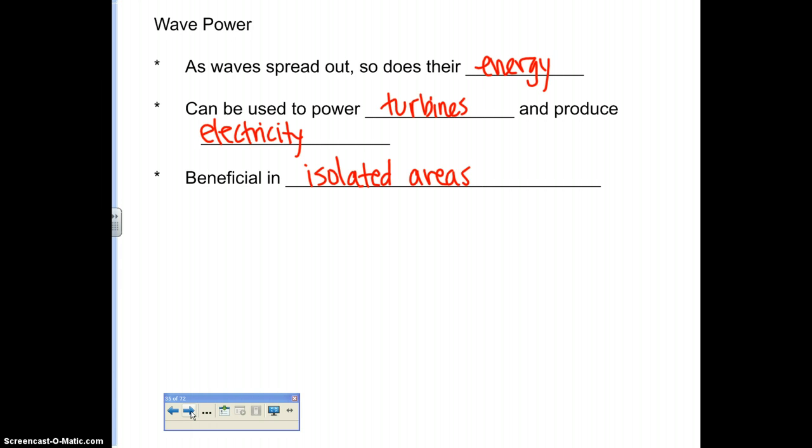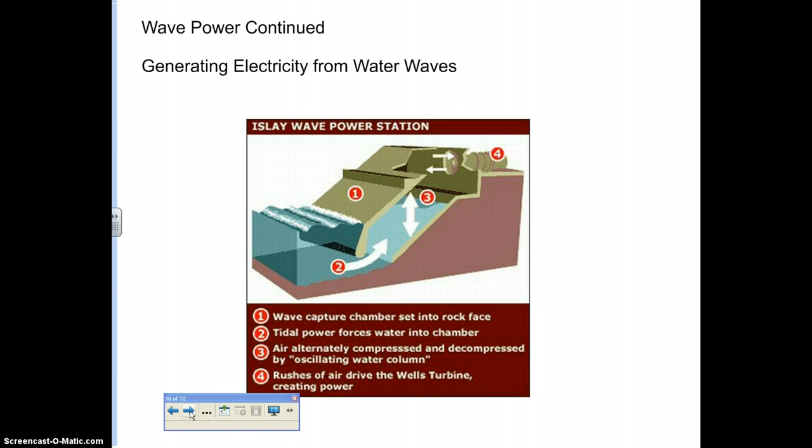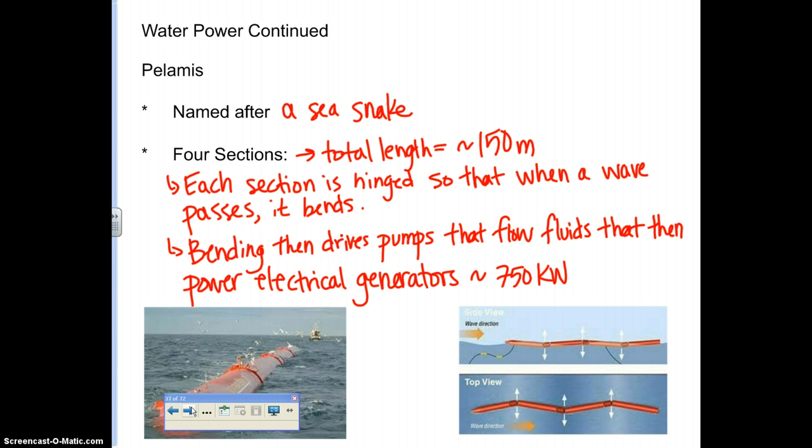Let's move on to wave power. As waves spread out, so does their energy, which can be used to power turbines, which can then be used to produce electricity. It's beneficial for power in isolated areas, so places that are kind of desolate would be a good candidate for wave power. The next slide just shows you what wave power looks like.